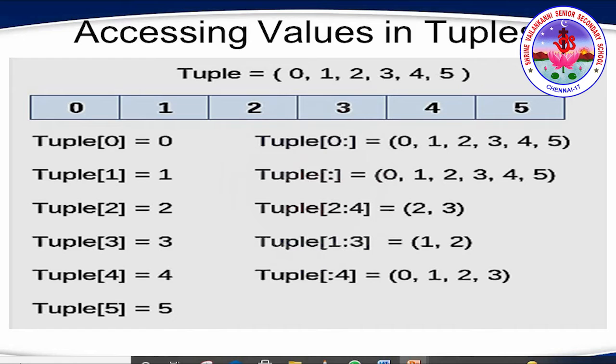Now let's see accessing data from the tuple using indexing. Tuple of 0 colon. What happens? The upper bound is not specified. So tuple of 0 means it starts from the first element, 0, 1, 2, 3, 4, 5, till the end of the tuple. Tuple colon: lower bound and upper bound are not specified, so the whole tuple is displayed. Tuple of 2 colon 4: here 2 and 3 will be displayed. Tuple 1 colon 3: here 1 and 2 will be displayed. Tuple of colon 4: here 0, 1, 2, 3 are printed.